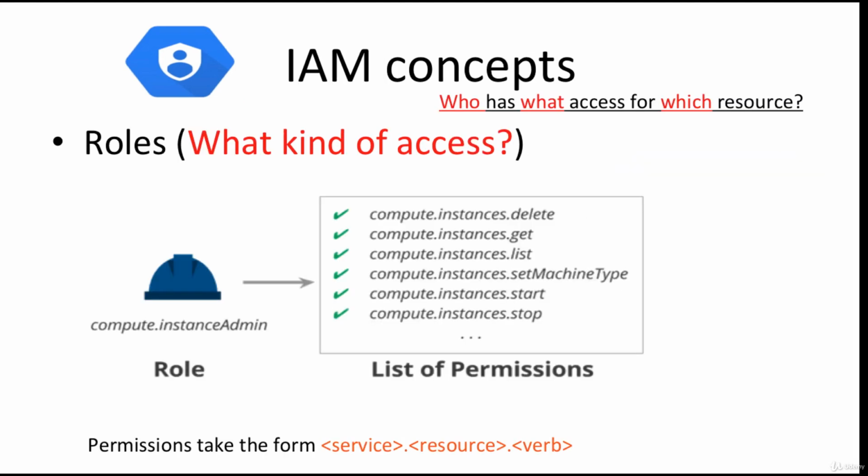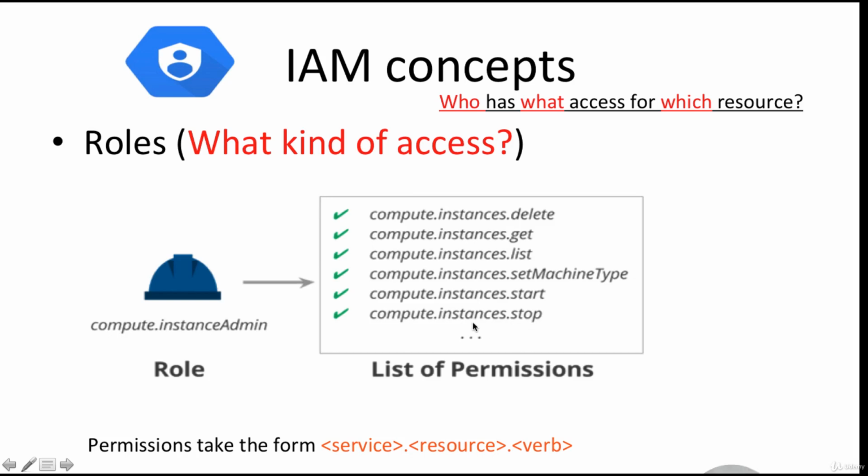Let's see the what part. The what part actually helps you to identify what kind of access to give to that resource. Here you have a role, and the role has a list of permissions. Permissions take the form service.resource.verb, and permissions basically decide whether to allow a piece of action on that particular resource.